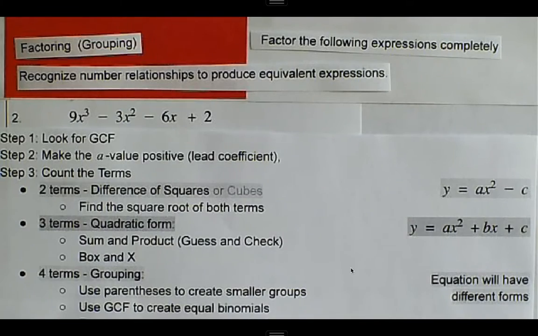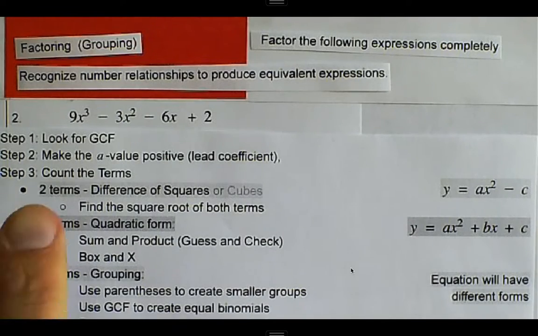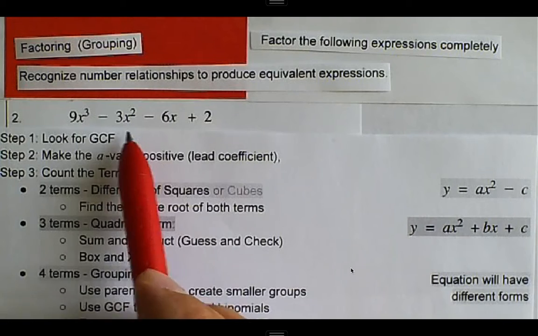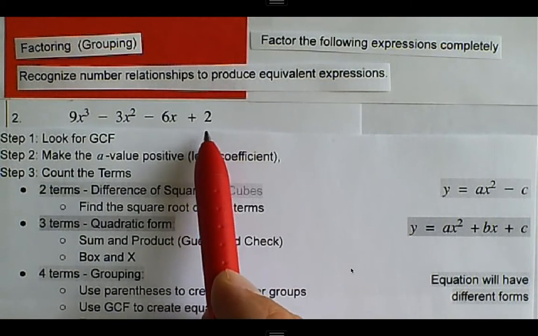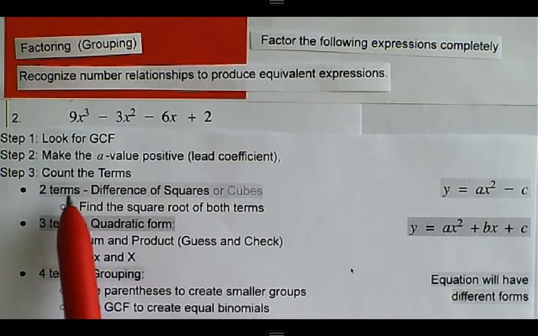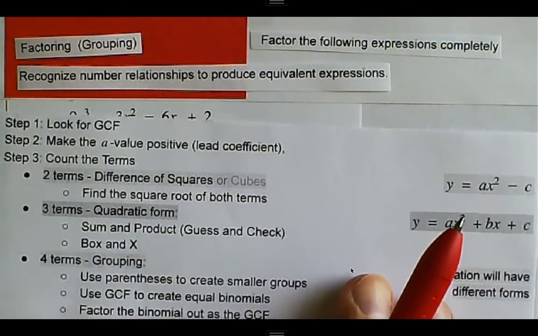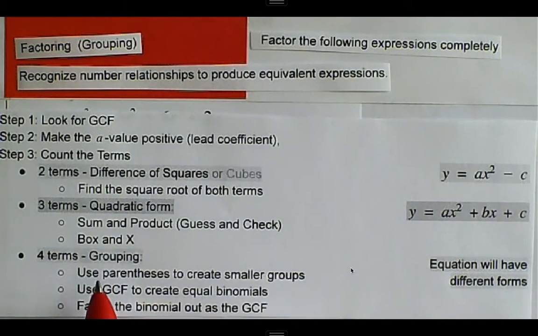Make the A value positive. So our leading coefficient is 9, that's positive. Count the terms. So we have the cubed term, the squared term, the linear term, and the constant. So that's 4 terms. So we're down here and we're going to factor by grouping. The steps that we're going to use: parentheses to create smaller groups, use the GCF to create equal binomials, and factor the binomial out as the GCF.